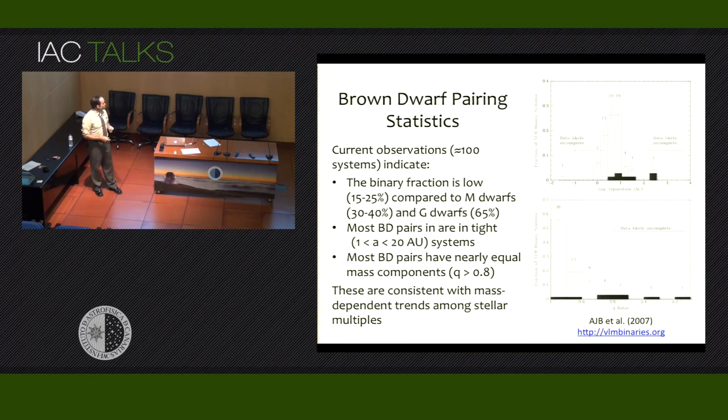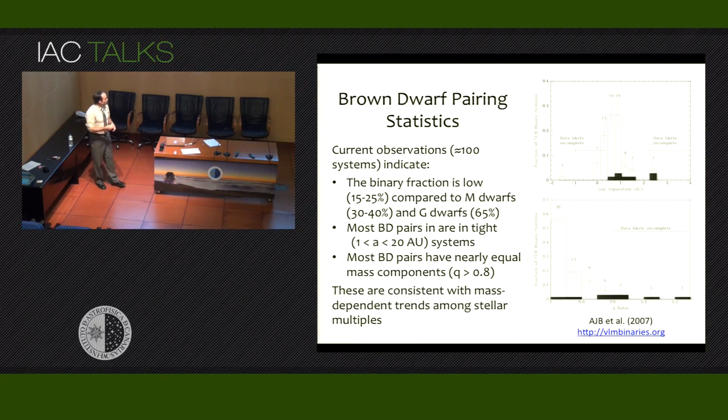So I want to take a step back and summarize what we know about brown dwarf binaries in the first place. My apologies that this is a little bit faint, but this is a compilation of plots from a review that I wrote back in 2007 on the properties of brown dwarf binaries. The three take-home points are as follows. First, we believe the binary fraction of brown dwarfs is pretty low, somewhere between 15 and 25%, which is much lower than for M dwarfs, much, much lower than G dwarfs, and much, much, much lower than, say, OBA stars, which are about 100%.